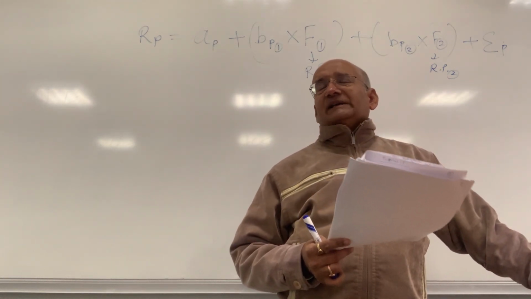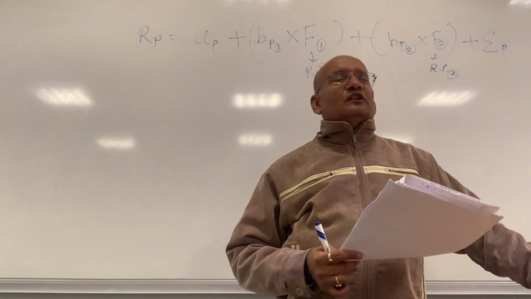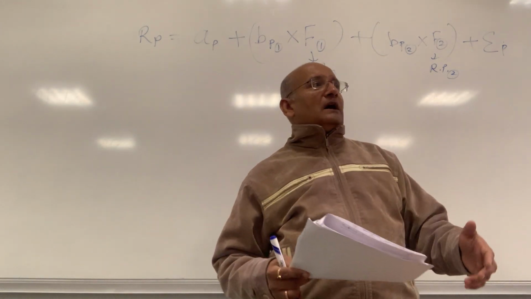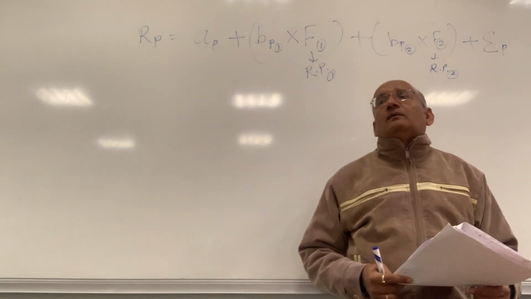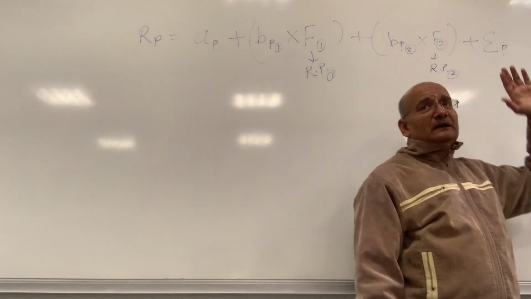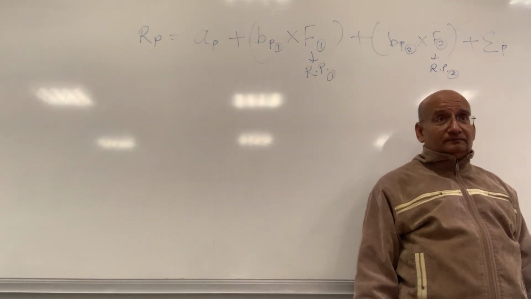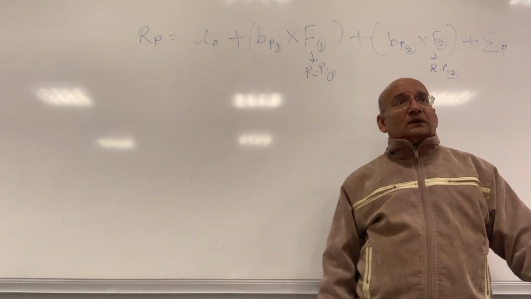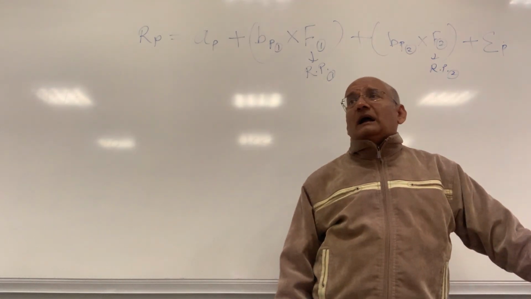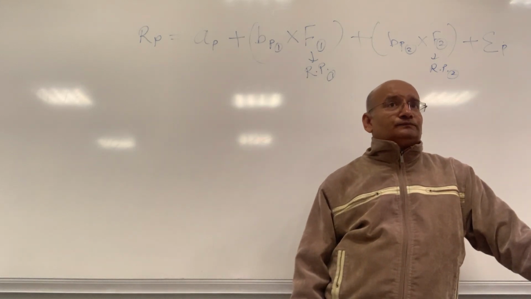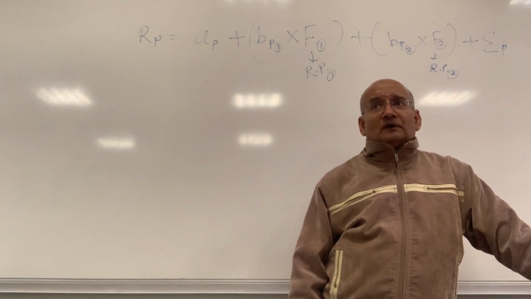Okay, this intercept term is a kind of regression intercept which makes your unsystematic risk equal to 0, because here we are going to consider unsystematic risk, the error term. So this intercept will make your unsystematic risk equal to 0. Clear?